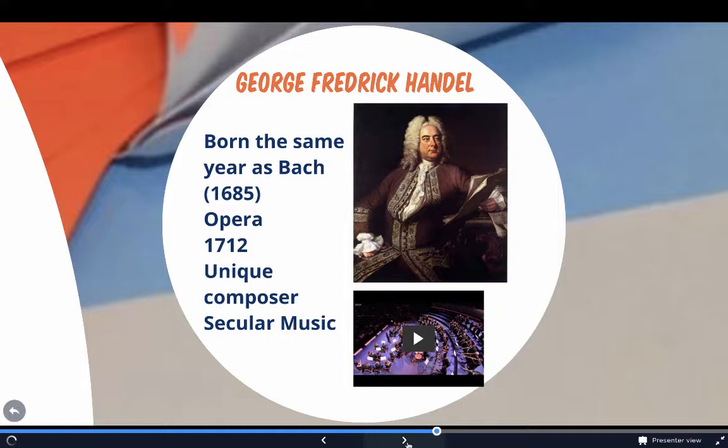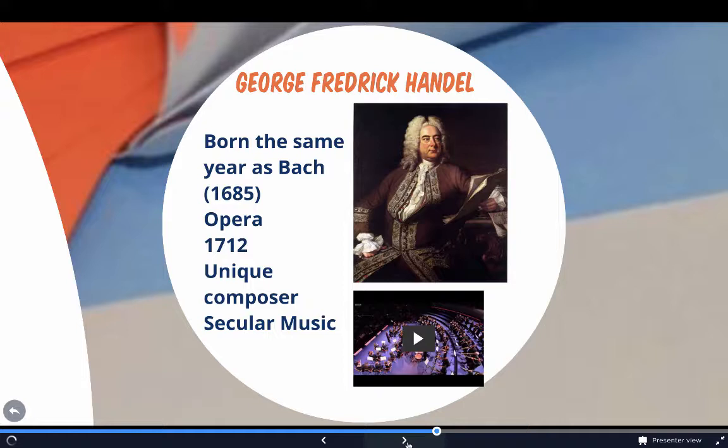Another big guy at this time is George Frederick Handel. He was actually born the same year as Bach, in 1685, and he was really big in opera early on. And that's what kind of gets his name out. In 1712, he moves to England, where he ends up being patronized by the royal court, and he also writes music for public performances, and that's kind of a big thing here. A number of these guys would occasionally write pieces for the public just to come and listen.